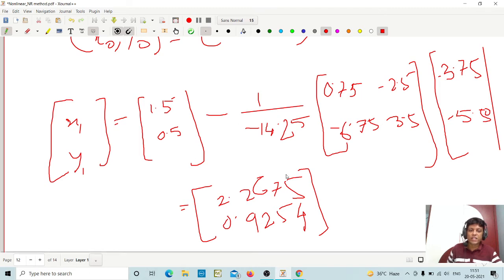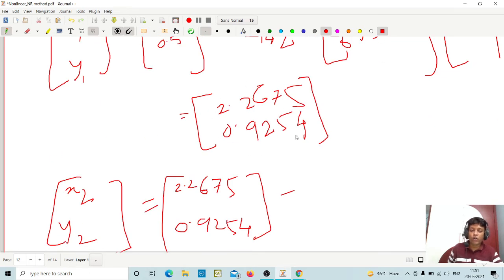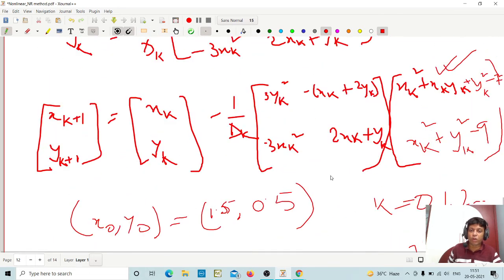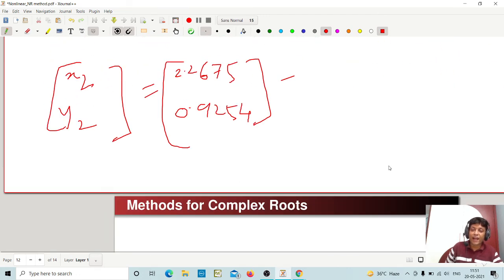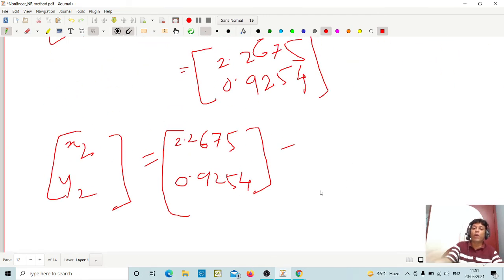You can calculate dk for now your x1, y1. Everything will be x1, y1. So this is your x1, y1 minus 1 by dk. Dk will be in terms of x1, y1. And this inverse matrix will be in terms of x1, y1. And the functional values will be in terms of x1, y1. Then you will get x2, y2. Again, at the last, you have to calculate x3, y3 using that x2, y2. So that is your approximation.